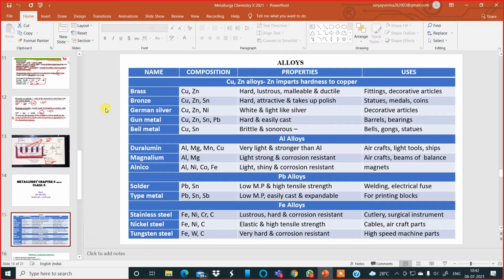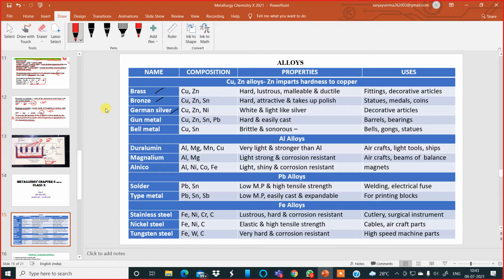You can see on your screen a chart which has been taken from your textbook. You will get some questions from here in your ICSE as well as the internal school examination. So this is an alloy chart. Look at the first column. In the first column, you will find the name of the alloys: brass, bronze, German silver, gunmetal, bell metal. These are alloys.